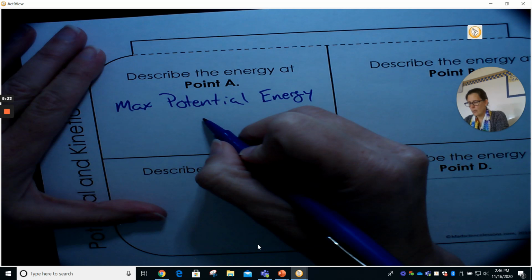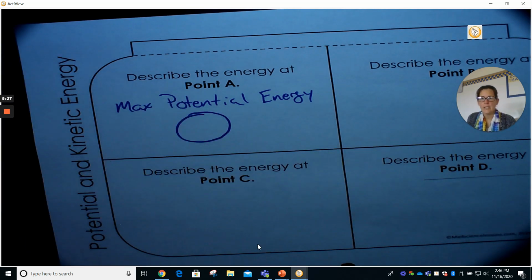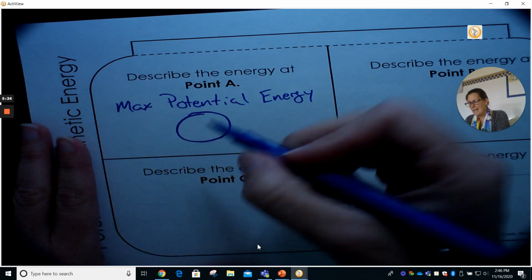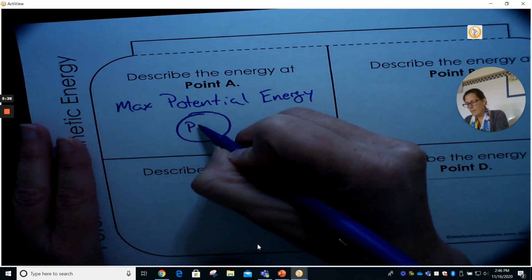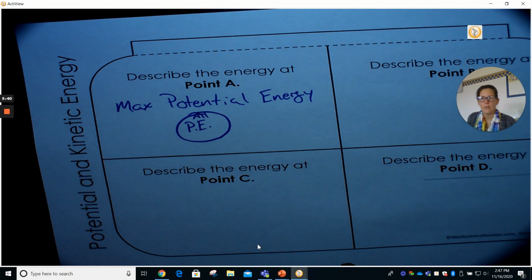Okay, so that pie chart that we've been looking at, we're going to make a pie chart right here, and we need to figure out what kind of energy to put in there. So if it's max potential energy, that pie is going to be all PE, right? So I'll put all potential energy.